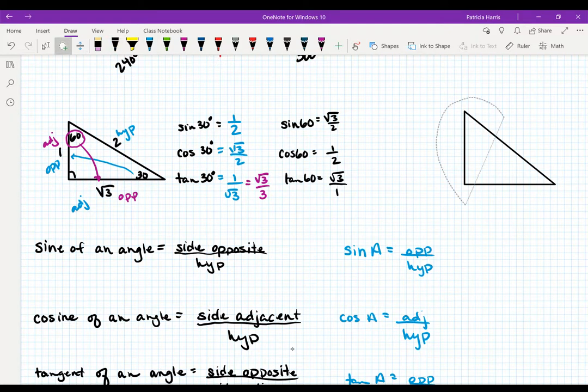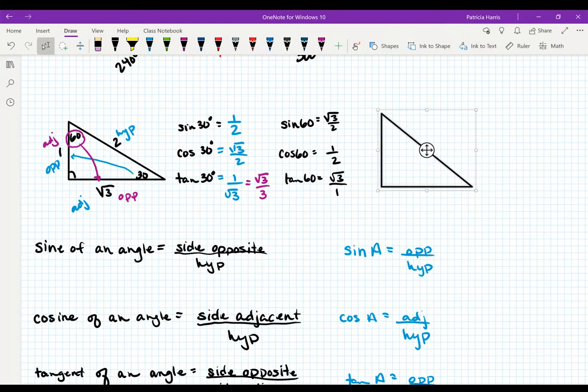Okay. And then we're going to deal with the 45, 45, 90. All right, I'm just going to put kind of like a line separating the two so we don't get too confused. Okay. All right, now let's talk about our 45, 45, 90.